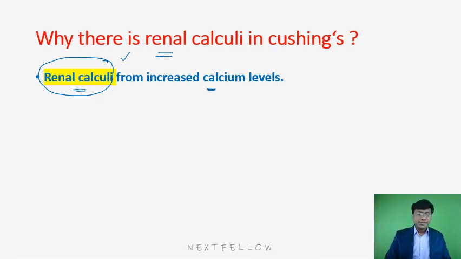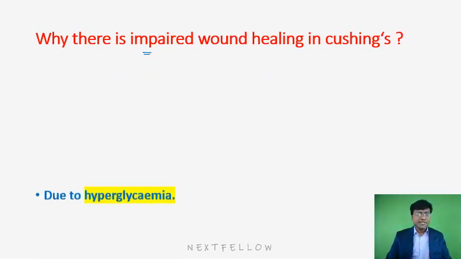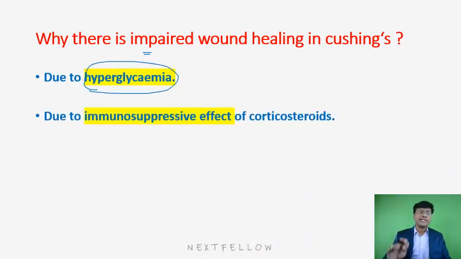Okay, right. Next, why is there impaired wound healing in patients with Cushing's? Because in patients with Cushing's, they have hyperglycemia, and the immunity of the individual is less because of excessive steroid production. Due to these two reasons, there is delayed or impaired wound healing in patients with Cushing's.